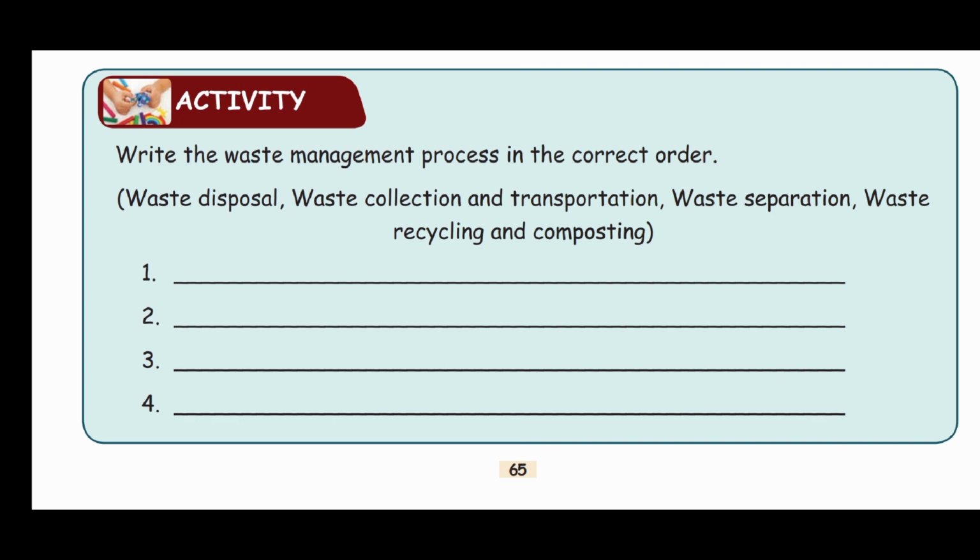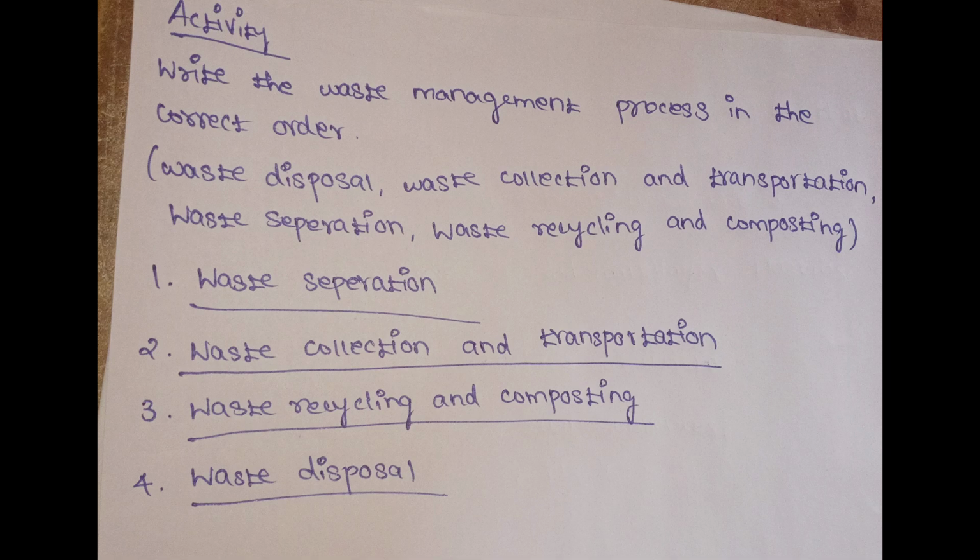The correct order is, first one is waste separation. Okay, separating the waste is the first step. Second one is waste collection and transportation. Third one, waste recycling and composting. Fourth one, waste disposal. So these are the four processes of waste management.